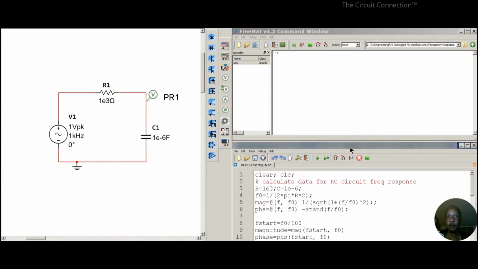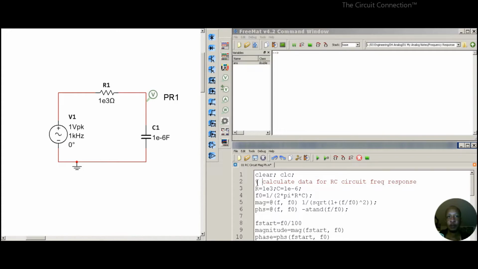So for the plotting, over here in FreeMat, I came up with a script. The script begins with clear to clear the variables, and clc to clear the console. That's just a normal practice for me at the start of any script that I write, just in case I ran a previous script, to make sure there's nothing that's going to interfere with the script that I'm trying to run here.